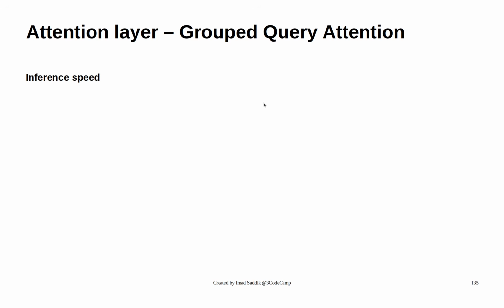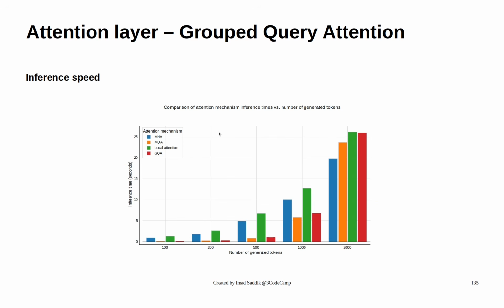Let's also check the inference speed. Here is the diagram. GQA is fast like multi-query attention, but it's a little bit slower than it. You can see that MQA is in orange. So the difference is not that big, but it's slower, because in multi-query attention we have one group, but here we have more than one group. So we have more parameters than MQA. That's why it's a little bit slower.